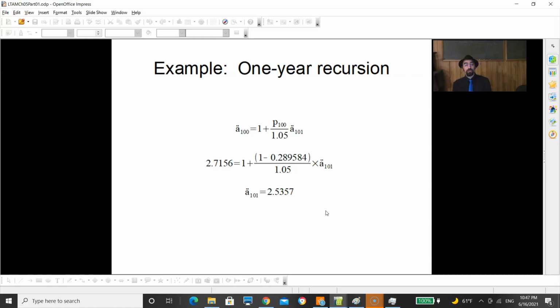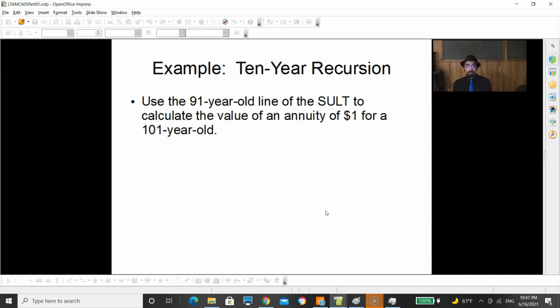And you don't have to do it with only a 1-year recursion. What if I wanted to calculate that same value for a 10-year recursion? I could use a 91-year-old line.